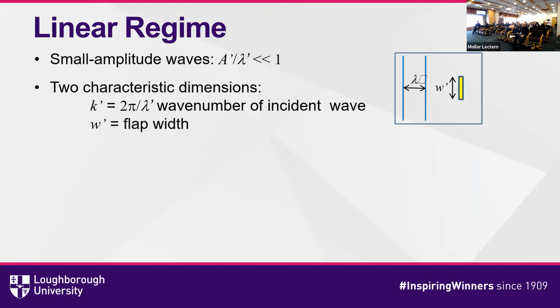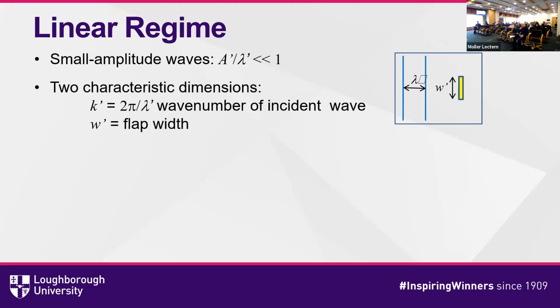Okay, good. So let's start with the linearized model. In the linear regime, we consider, like I said, small amplitude waves. So here the primes indicate physical variables. A prime is the amplitude of the incident wave. Lambda prime is the wavelength of the incident wave, which we take as a reference for the length scale. And of course, this ratio is the nonlinearity parameter, in other words, the steepness of the wave, which we assume to be much smaller than 1.